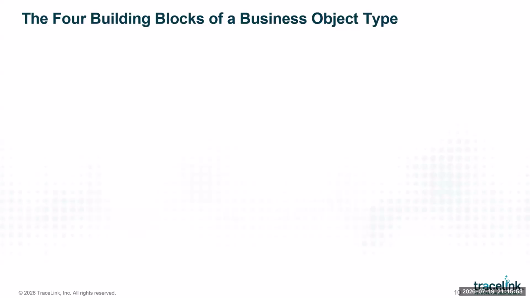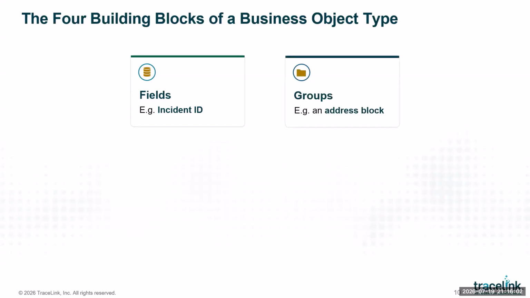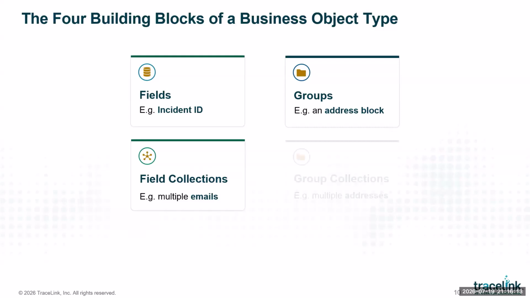There are four kinds of building blocks. A field is a single blank on that form. It holds one value, like an incident ID. A group is a section of related blanks shown together, like an address block. A field collection is a blank you can add more of, many values of one type, like a list of reference numbers. And a group collection is a whole section you can repeat, many sets of related blanks, like multiple resolution actions.